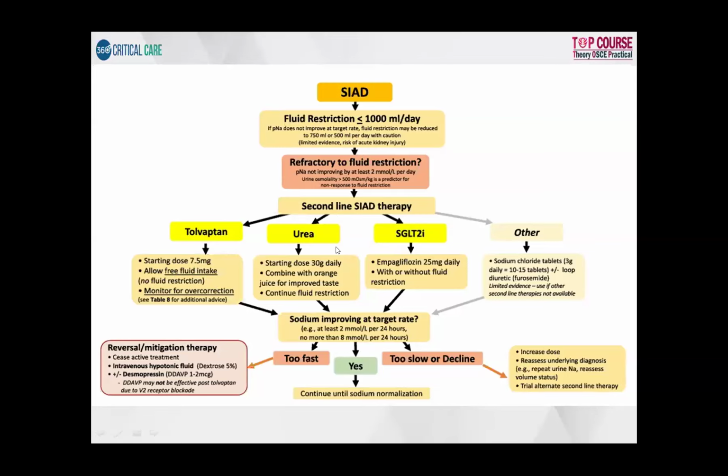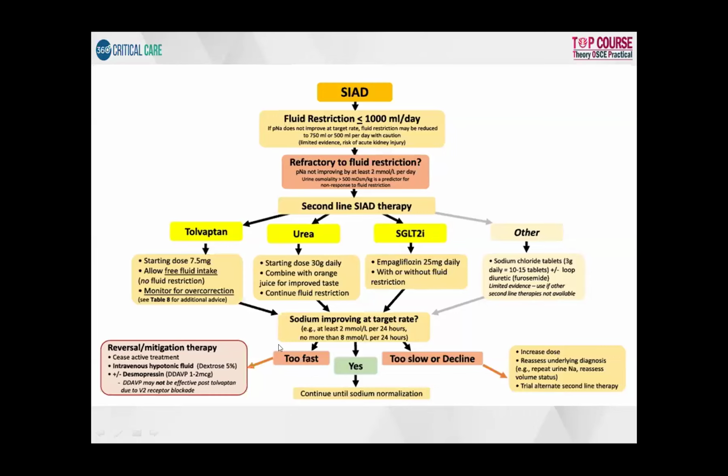Okay. But when you give urea, which can be given as an initial dose of around 30 gram daily, you need to continue your fluid restriction. In SGLT2 inhibitors, the most studied drug is the empagliflozin, which can be started with a dose of 25 mg OD. And this can be done with or without a fluid restriction. Okay, so after that, you monitor your sodium, and if you are reaching your proper target, then you continue until the sodium normalization happens.